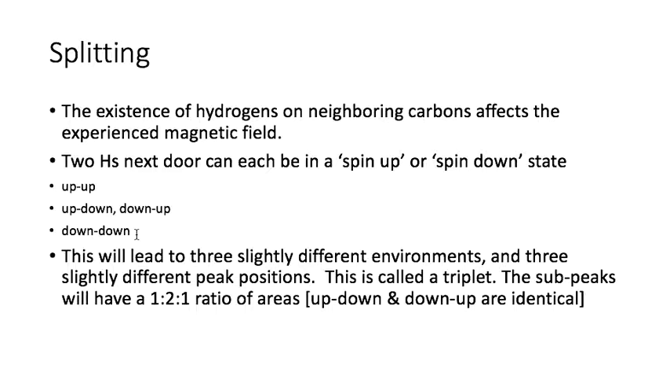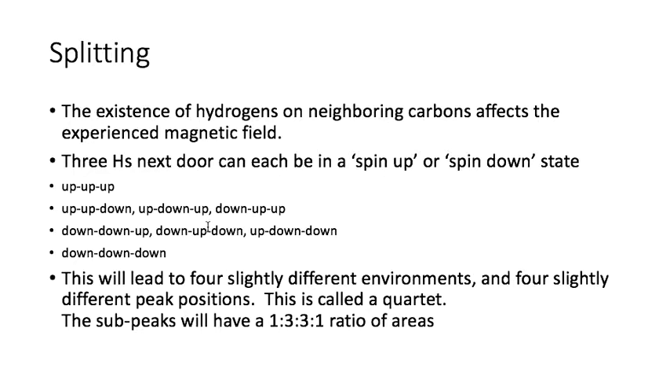And this is going to lead to a triplet. So 2 hydrogens leading to a triplet, and the ratio of the areas are really very indicative. It's a 1 to 2 to 1 ratio. So 2 hydrogens gives us a 1 to 2 to 1 ratio. And we're going to see those kinds of spectra with a 1 to 2 to 1. And that means, hi, there's 2 hydrogens next door.